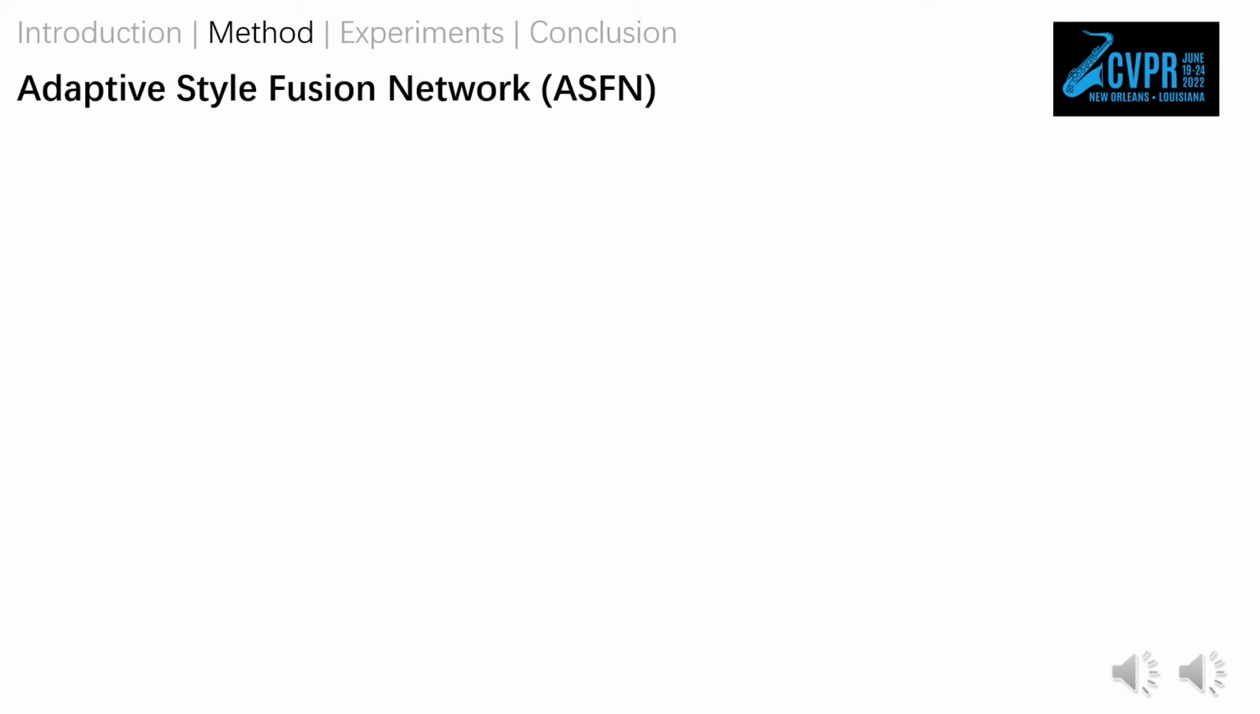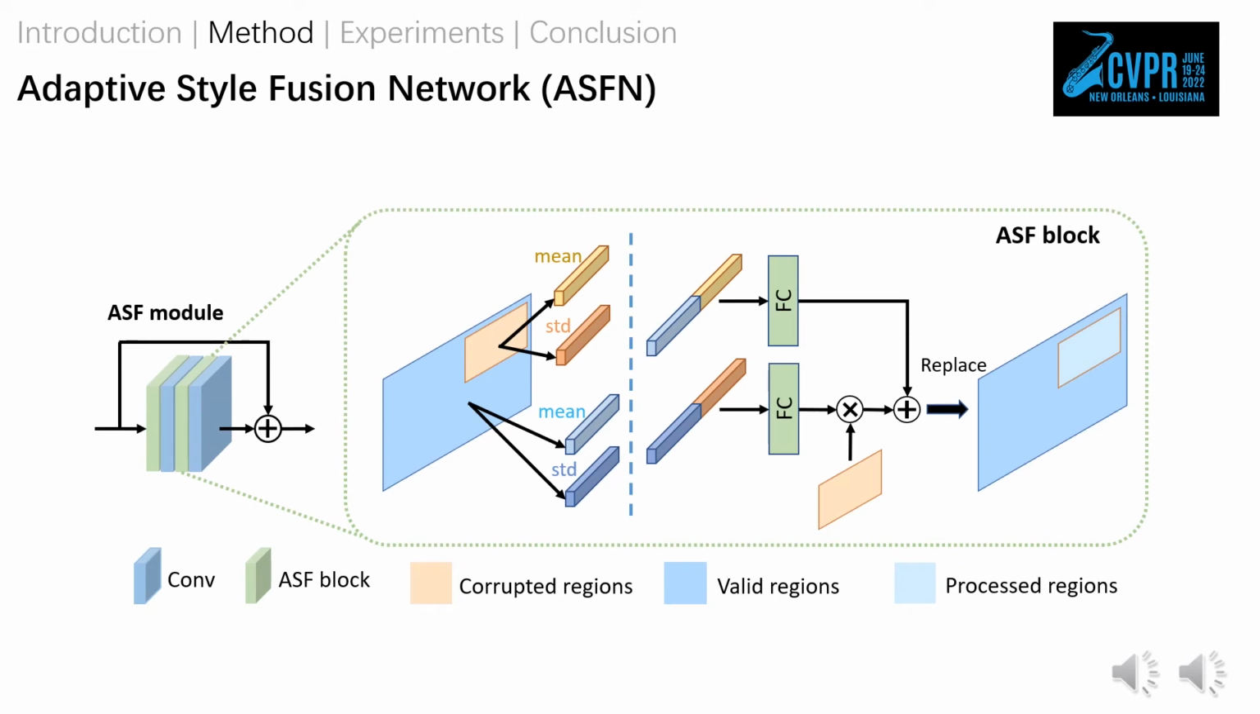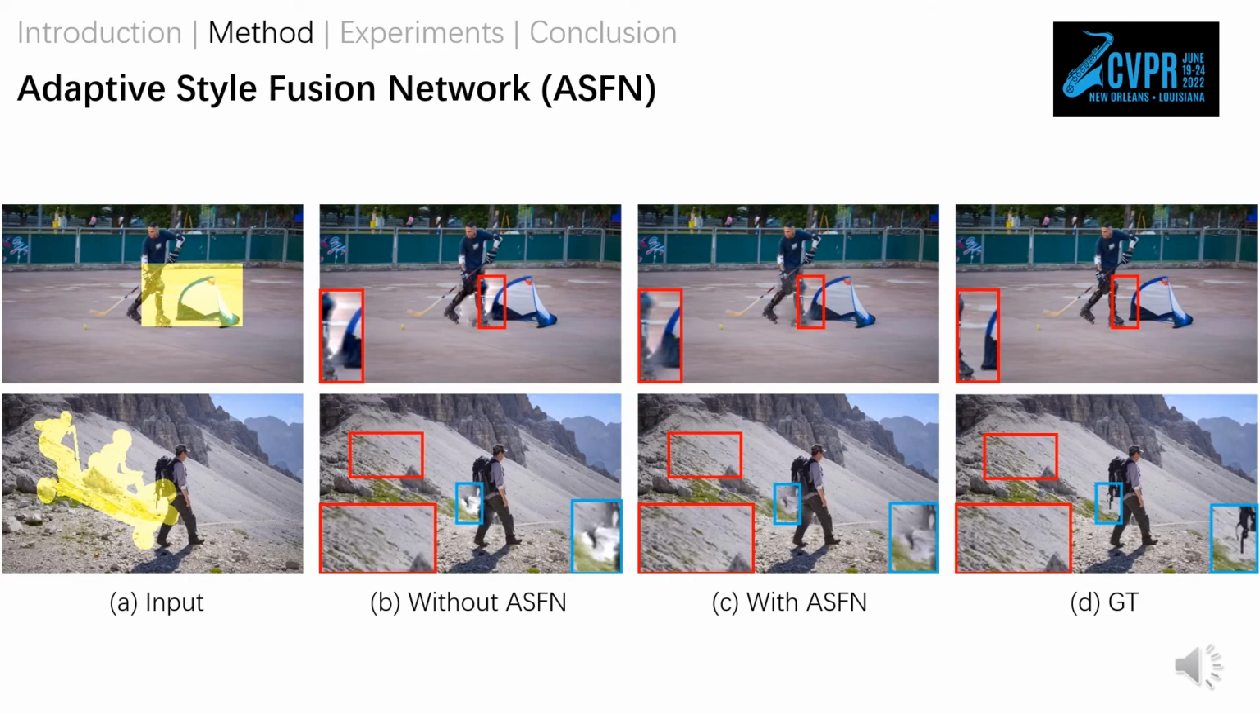As for the style correction module, we design a novel adaptive style fusion network, ASFN. ASFN is also a U-Net structure, which consists of several ASF modules in the middle layer. The core component in the ASF module is the ASF block. We extract the mean value and standard deviation from valid regions to correct the corresponding style information extracted from the corrupted counterparts. This figure shows the effectiveness of ASFN. ASFN can improve the spatial coherence clearly.